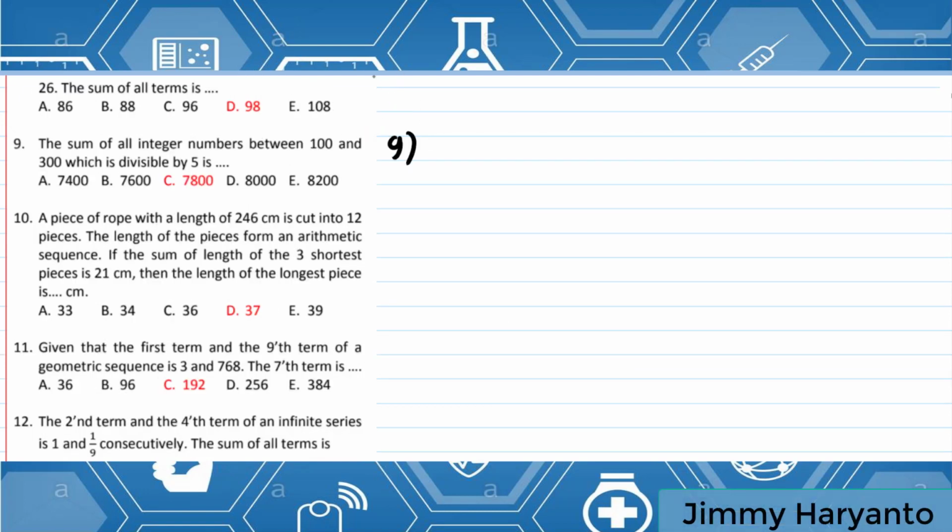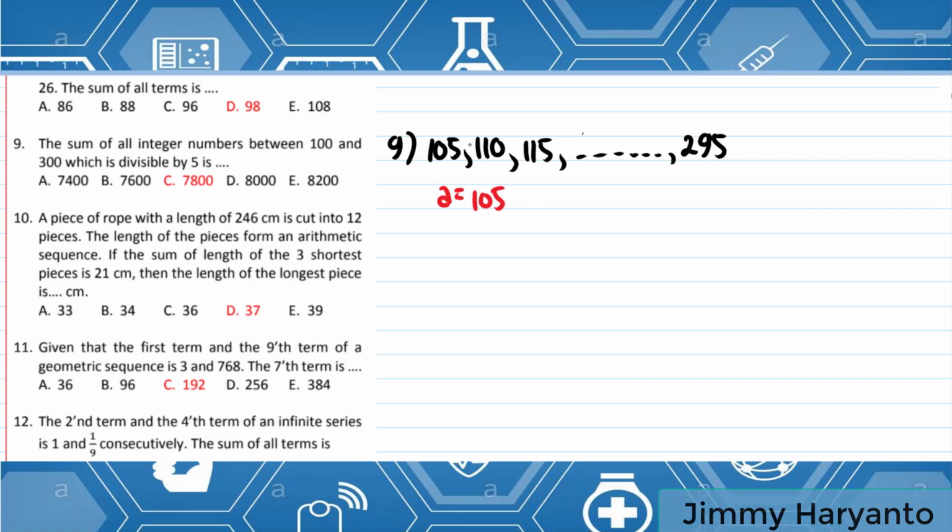Next, number 9. The sum of all integers between 100 and 300 which are divisible by 5. I only want you to find the numbers divisible by 5. So we will list the numbers between 100 and 300 that are divisible by 5. First is 105, and then the second is 110, the third is this one, and the final number will be 295, the last number.